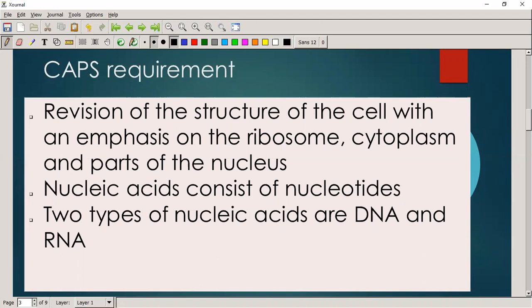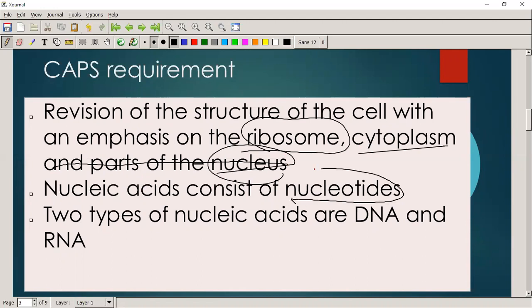They need us to know, must do the revision of the structure of the cell with the emphasis on ribosomes, cytoplasm, and the parts of the nucleus. We've done this now. We've done the parts of the nucleus. Nucleic acids consist of nucleotides, so we must know about the nucleotides. And there's two types of nucleic acids: DNA and RNA, deoxyribose nucleic acid and ribose nucleic acid.